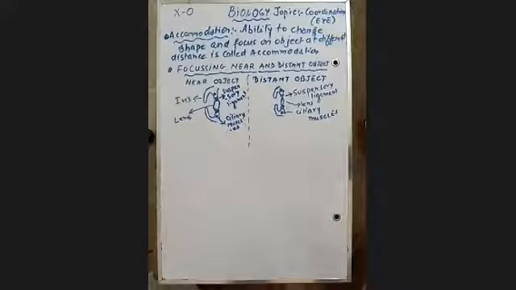Now you see one of the terms is accommodation. What is accommodation? Accommodation is the ability to change shape and focus on an object at different distances. What changes shape? The lens. So the process by which the lens changes its shape to focus on an object at different distances, near and distant object, is called accommodation.